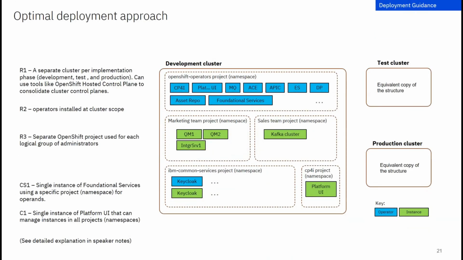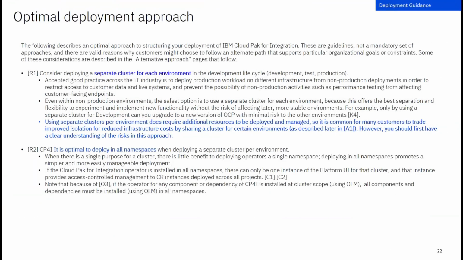A recommended approach is shown: separate clusters per environment, operators installed at cluster scope, and foundational services in a dedicated project. Logical groups manage deployments via namespaces. For production, deploy separate clusters for each environment. Operators are installed in all namespaces, with a single platform UI managing access across projects.